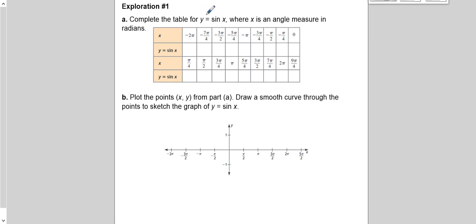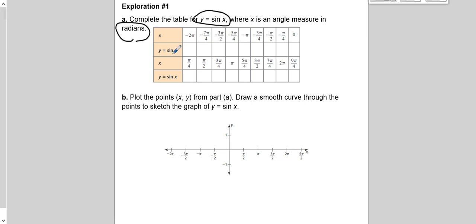Okay, complete the table for y equals sine of x, where x is the angle measure in radians. So we are graphing in radians. When we are graphing sine and cosine, we're going to be graphing in radians. So if you are graphing with Desmos or a graphing calculator, you're going to want to make sure you're in radians.